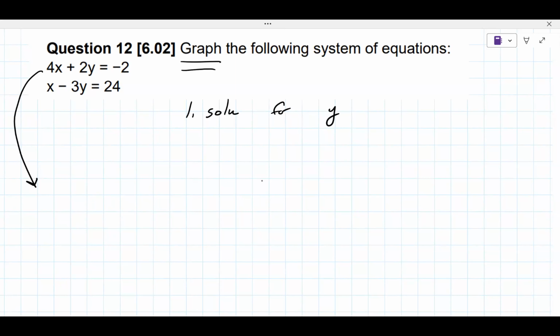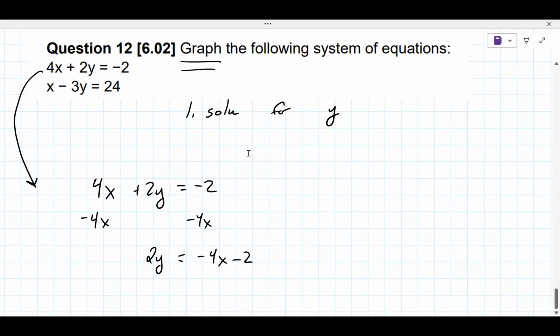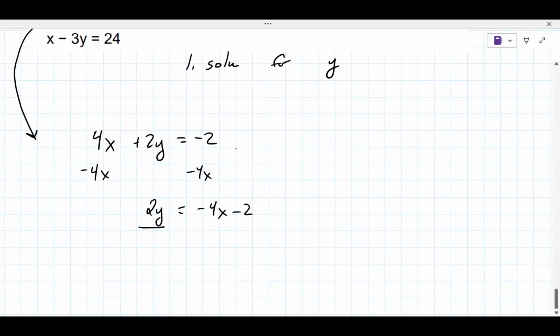Okay. So your goal is to get the variable y by itself. So you're going to subtract 4x from both sides. So 2y equals -4x minus 2. And then you're going to divide everything by 2. So y equals -2x minus 1, like that. Okay.